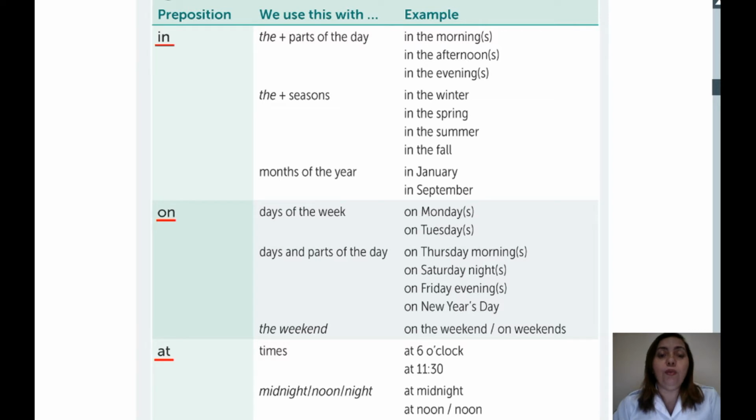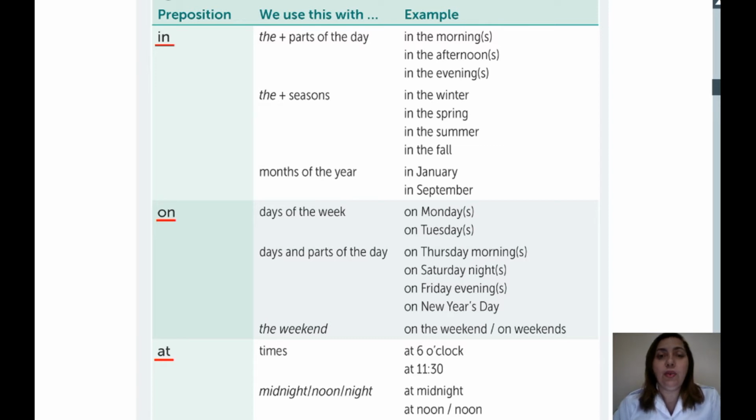What about on? We use on with days of the week. Examples, on Monday, on Tuesday. We also use on with days and parts of the day. Let's check. Example, on Thursday morning, on Saturday night, on Friday evening, on New Year's Day. And finally we use on with the weekend. Check the example, on the weekend.